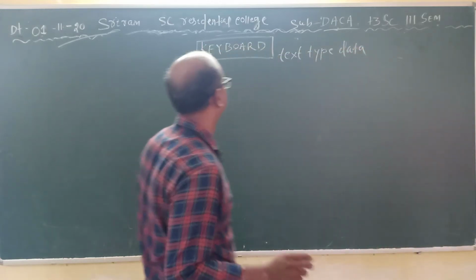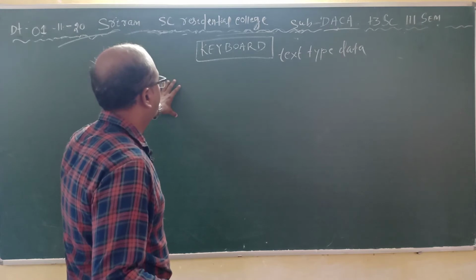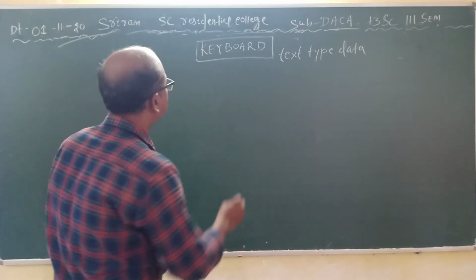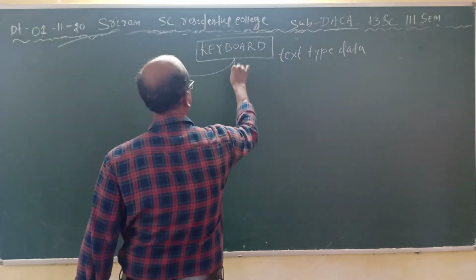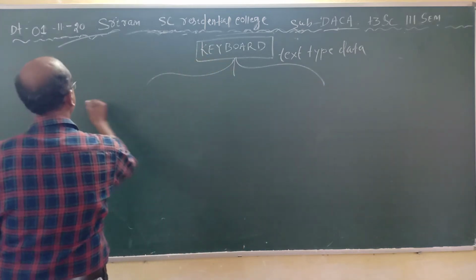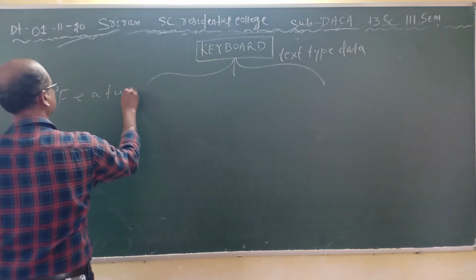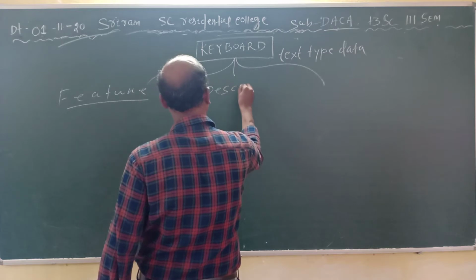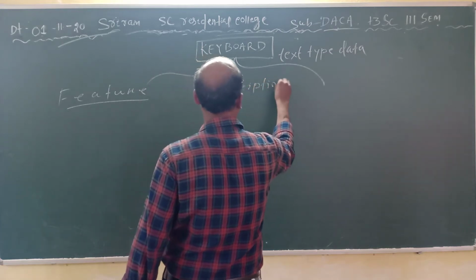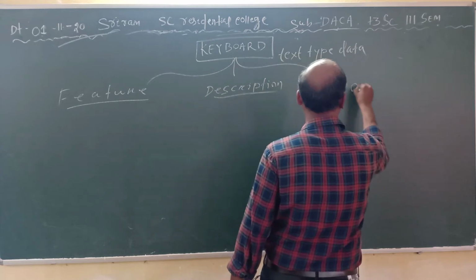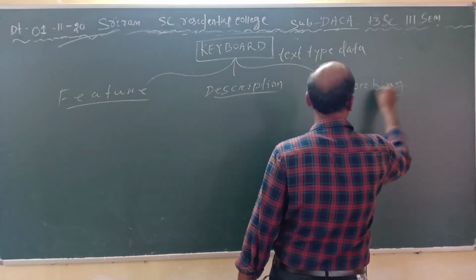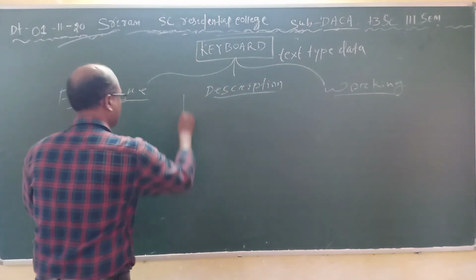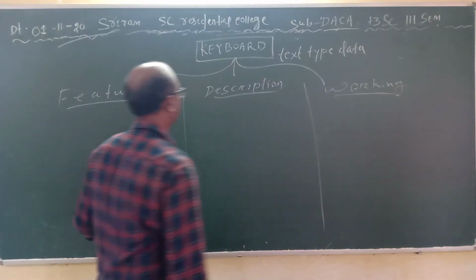The keyboard is further classified into three types: feature, description, and working. We will understand what a keyboard is through these three sections. Clear?